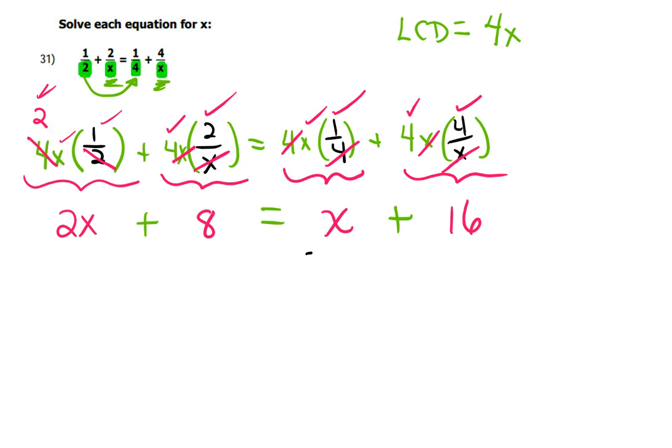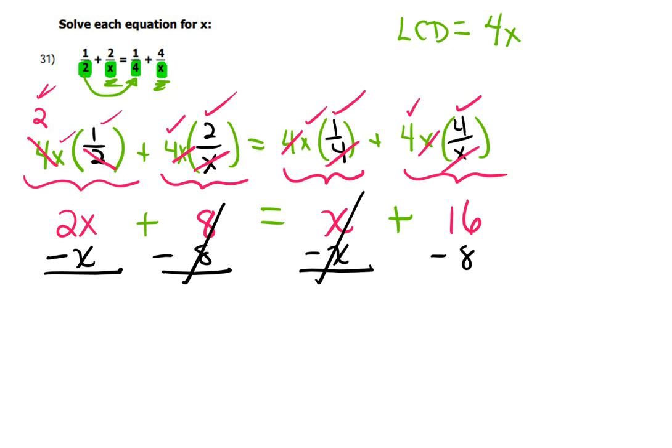So I'm going to subtract x to cancel it out on the right. But that means I got to subtract x over here. And now that I've got my x's on the left, I don't want this 8 here, so I'm going to subtract the 8 to cancel it, but I got to subtract 8 over here. And 2x minus x leaves me with an x on the left side of the equal sign, and 16 minus 8 leaves me with an 8 over there.